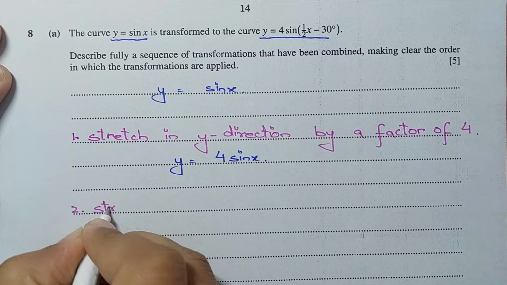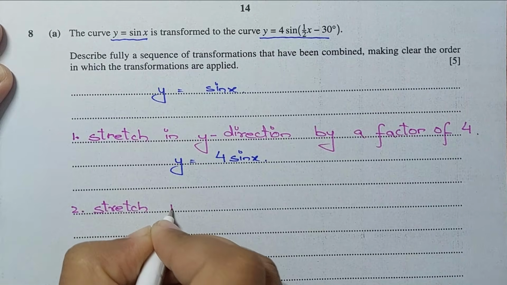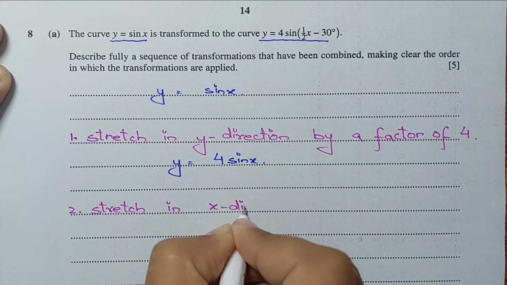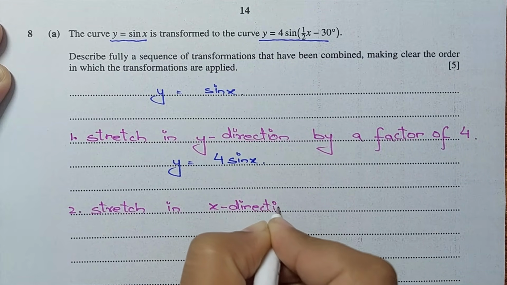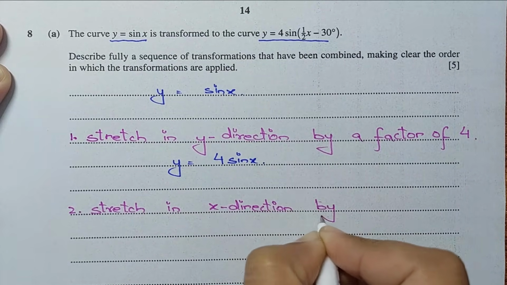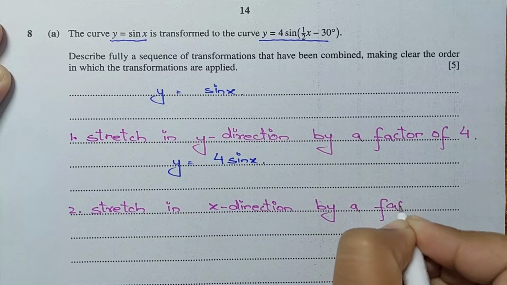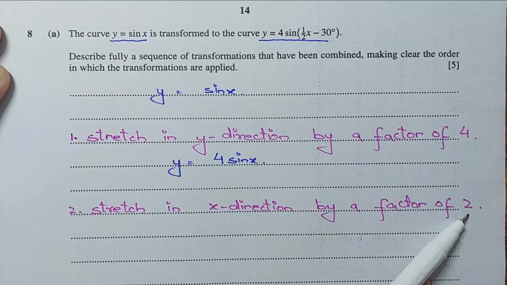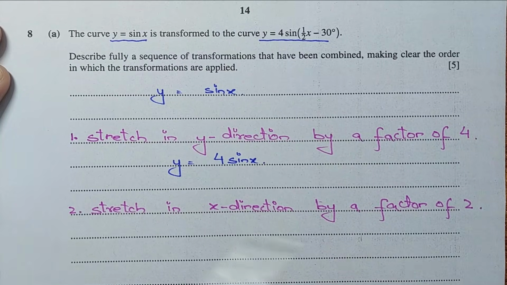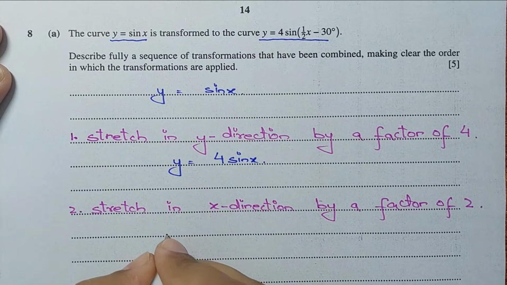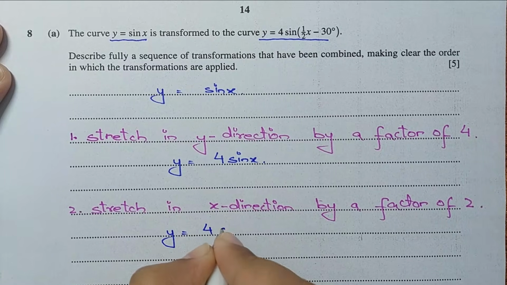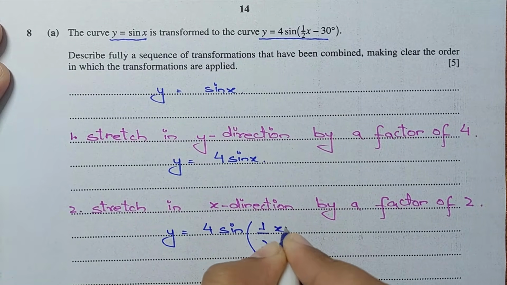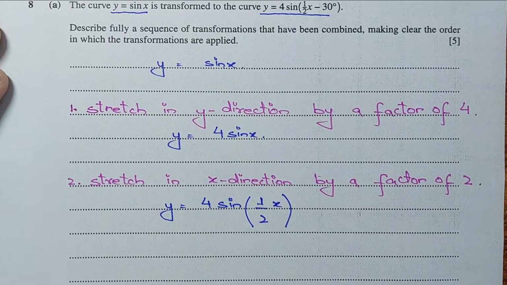So stretch in x direction by a factor of 2. When we have a factor of 2, we need to write down the reciprocal of 2, which is 1 by 2. So y is equal to 4 sine 1 over 2x. With x, just that factor is multiplying.